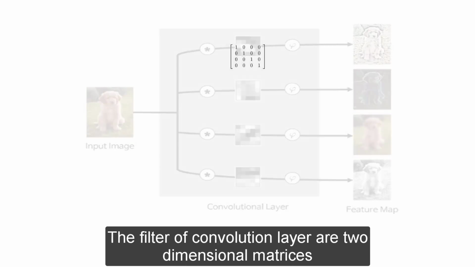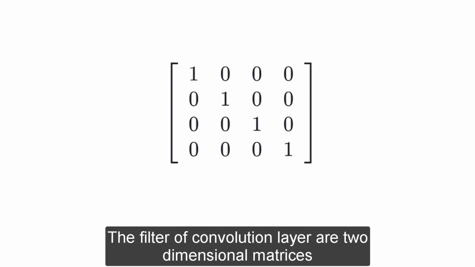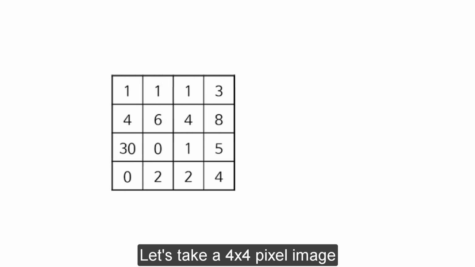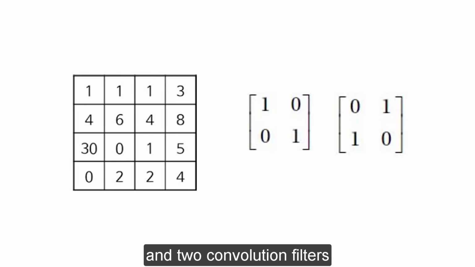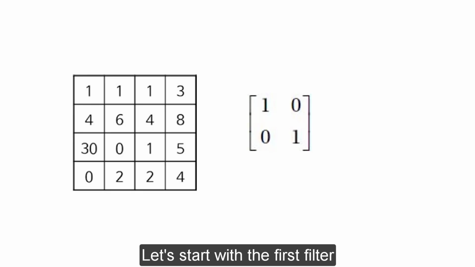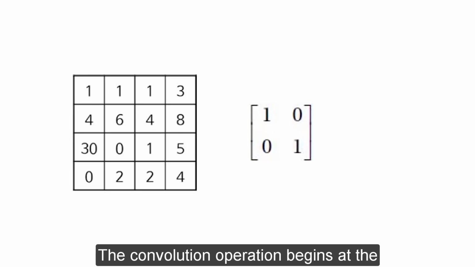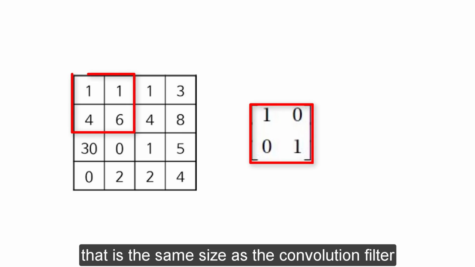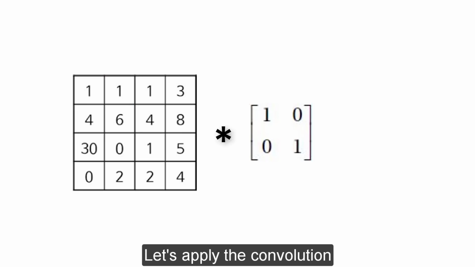The filters of the convolution layer are two-dimensional matrices. To understand how convolution works, let's take a 4x4 pixel image and 2 convolution filters. I'm taking these filters arbitrarily, but in an actual ConvNet, these filters are determined through the training process. Let's start with the first filter. The convolution operation begins at the upper left corner of the submatrix that is the same size as the convolution filter. Let's apply the convolution.